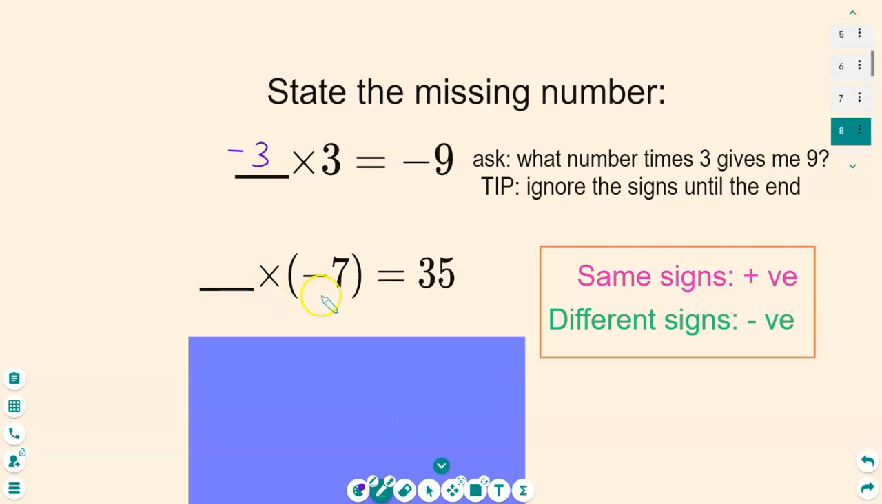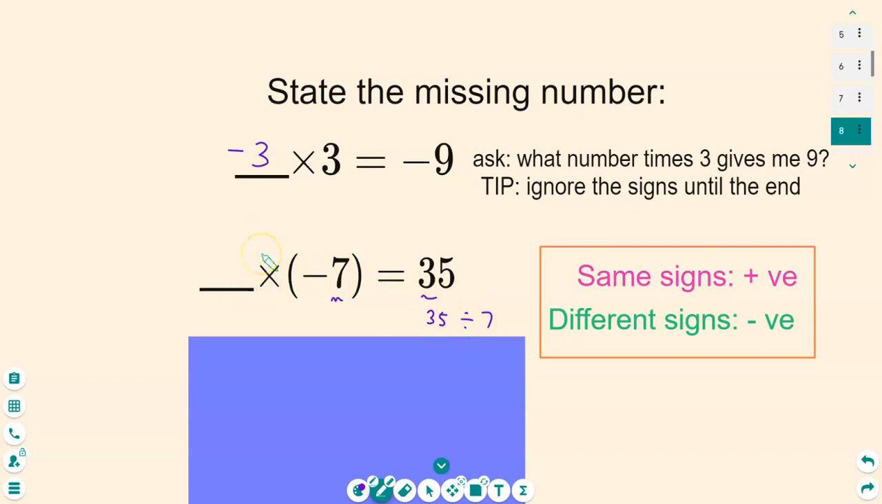Something times negative 7 equals 35. Ignore the negatives for now. So you're asking yourself, what number times 7 gives me 35? So knowing your times tables will be handy. And another way you can actually look at it is to go 35 divide 7 if ever you're stuck.